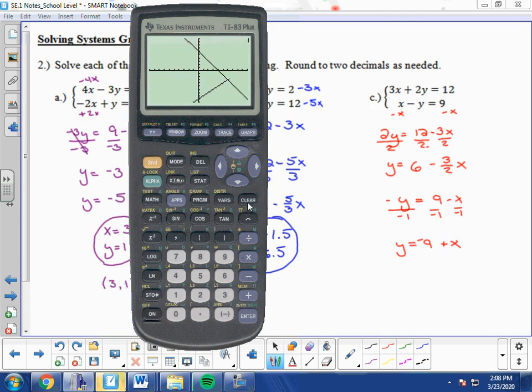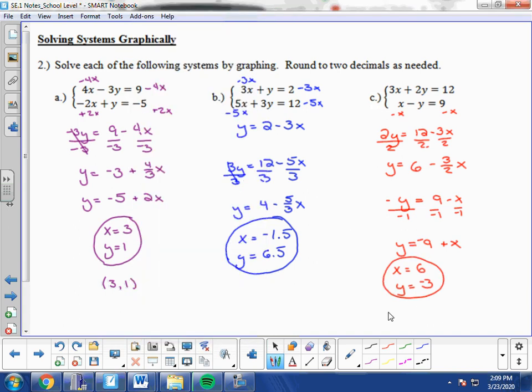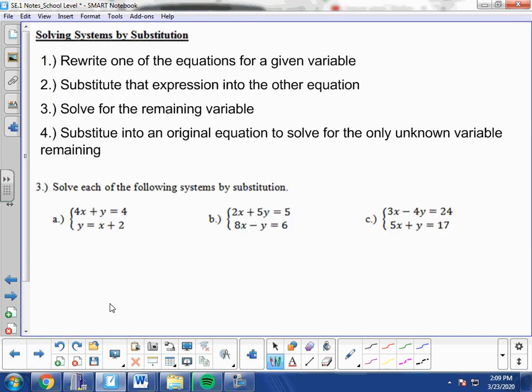As I graph those, I do see that intersection point. So second, trace, choose the fifth option. Enter on the first curve, on the second curve, and no need to guess. X is 6, y is negative 3. And there we have our solution. Okay, so graphically, it's not a lot of work. Rewrite the equation, set it equal to y, substitute that into the calculator, and then find that intersection point on the calculator. Now, there are some algebraic methods that we're going to use as well.